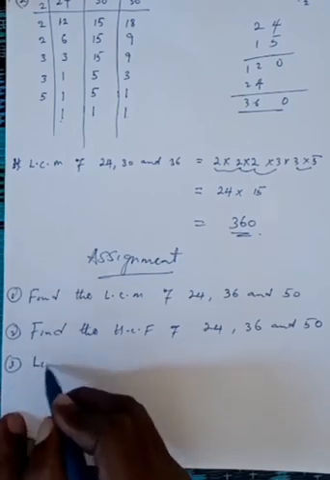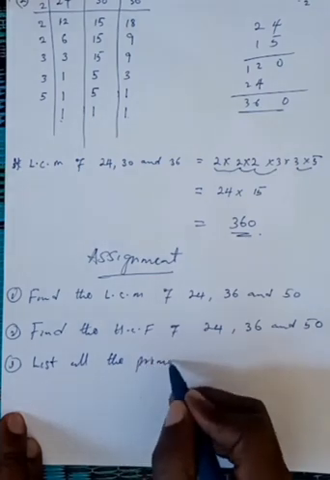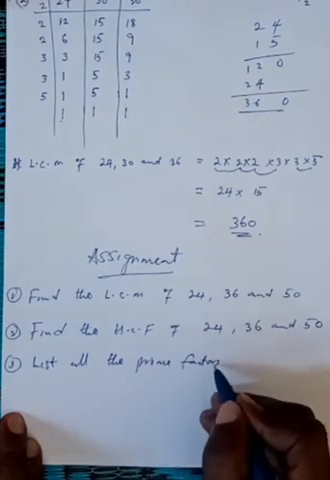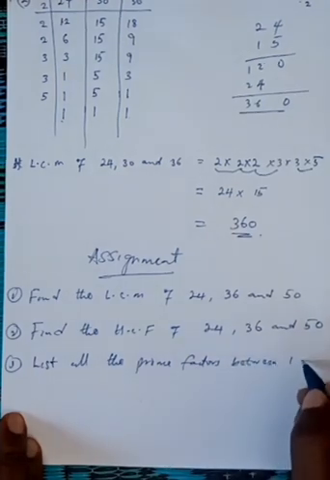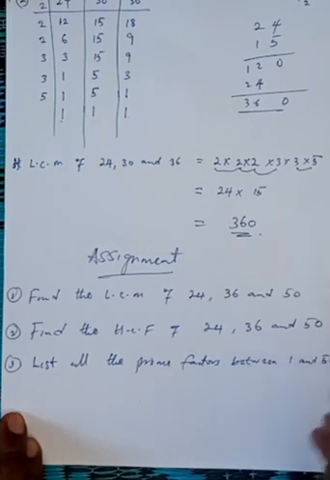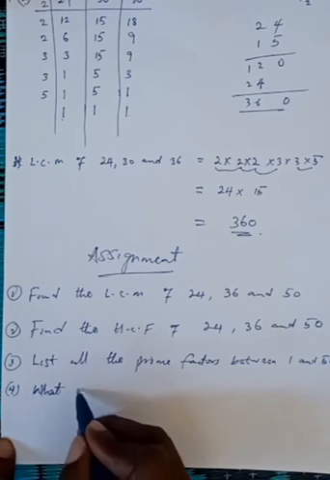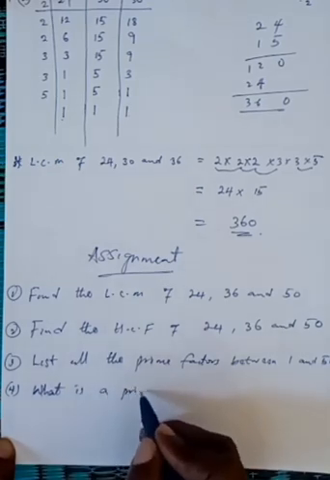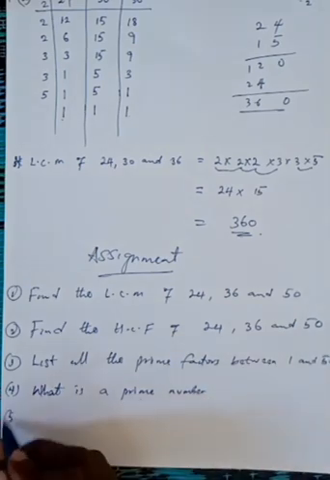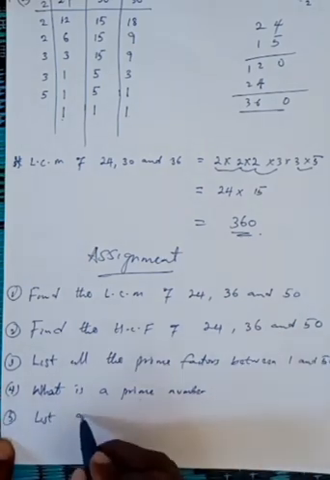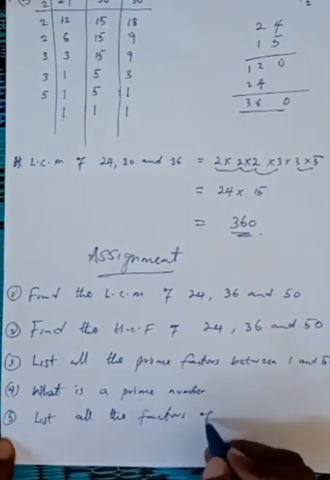Number 3, list all the prime factors between 1 and 50. Number 4, what is a prime number. And number 5, list all the factors of one.